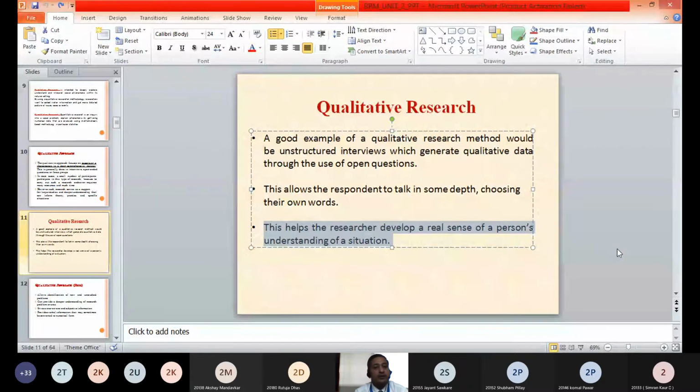So in this, the researcher is free to ask any questions in his own way, and in the sequence he feels appropriate for that particular situation, to get more details or in-depth information about that particular problem. So this is one good example of qualitative research. Understood?